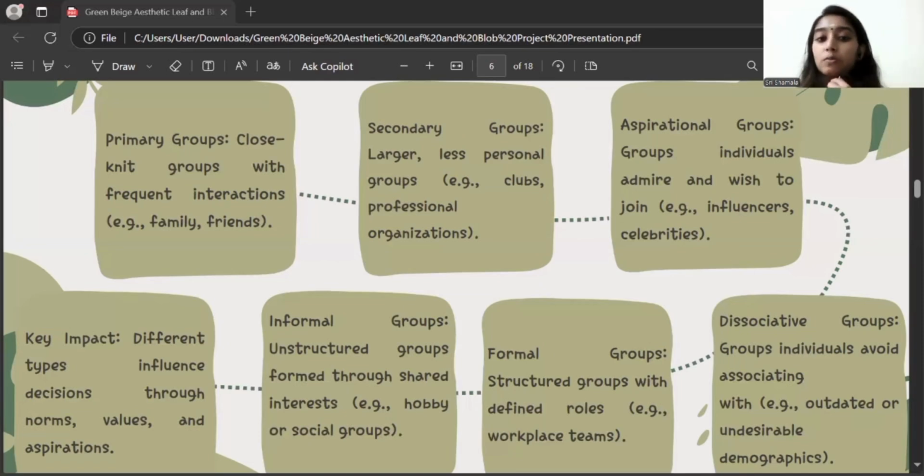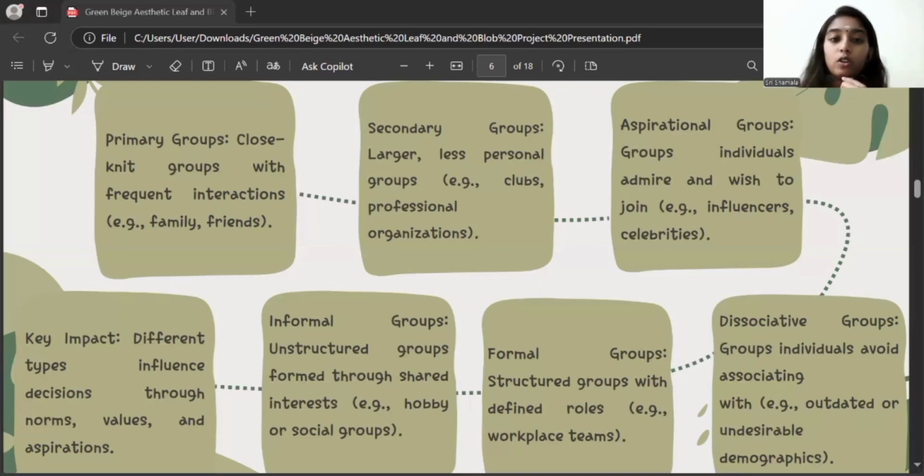So the third one will be aspirational groups. These groups are those whom we admire or want to join. Like I said just now, we want to imitate their lifestyle as we see that it is more confident, and you feel that they are bringing themselves to a place where they are more respected. For example, we might buy a luxury handbag or watch to align with the lifestyle of influencers or celebrities we look up to. So this is the third one.